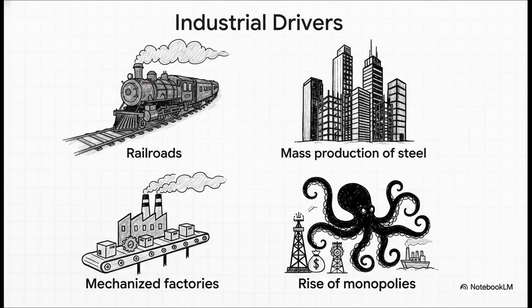So what was the secret sauce behind this massive explosion of growth? Well, it was really a perfect storm of things. You had railroads stretching from coast to coast, connecting everything. Then there was the mass production of steel, which literally built our modern cities. Factories started pumping out goods like never before, creating this whole new culture of buying stuff. And on top of all that, you saw the rise of these gigantic corporations, monopolies like John D. Rockefeller's Standard Oil, that basically controlled entire industries.